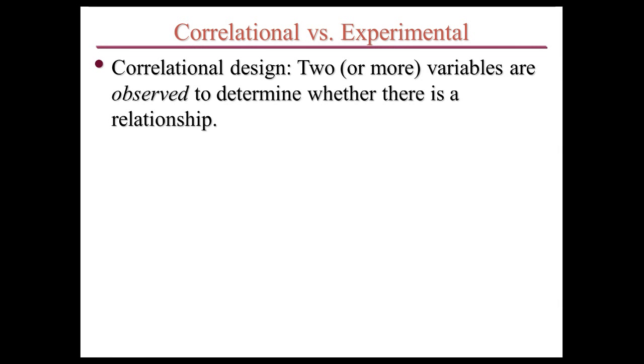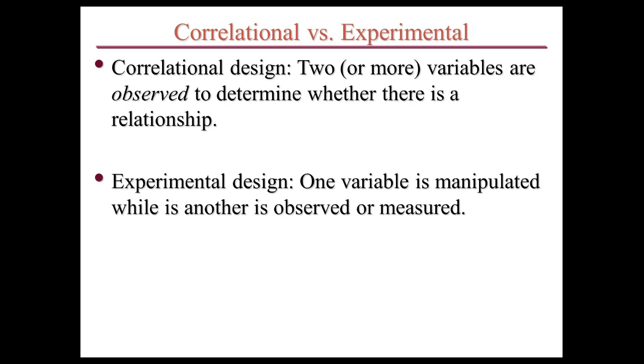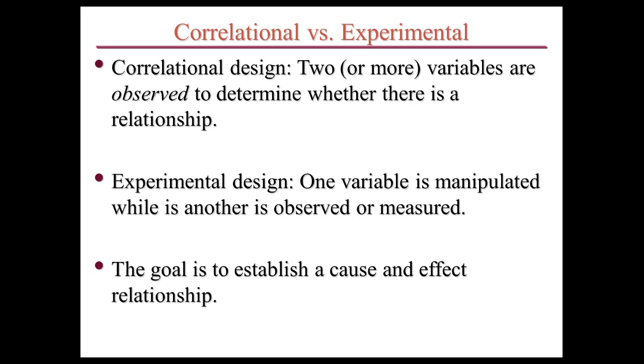So correlational versus experimental. A correlational design has 2 or more variables that are observed. Notice the word observed, to determine whether there is a relationship. An experimental design is where one variable is manipulated while another is observed or measured. And the goal in the experimental design is to establish a cause and effect relationship. That is not the goal in a correlational design.